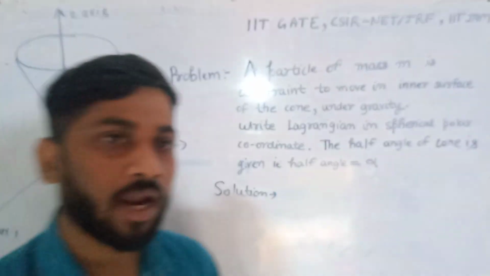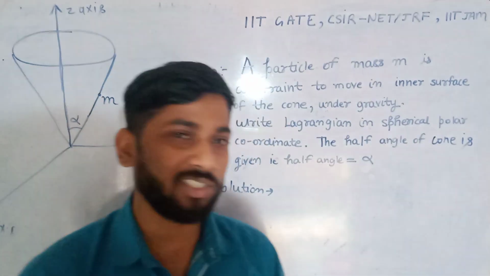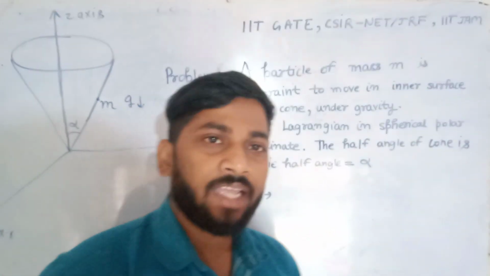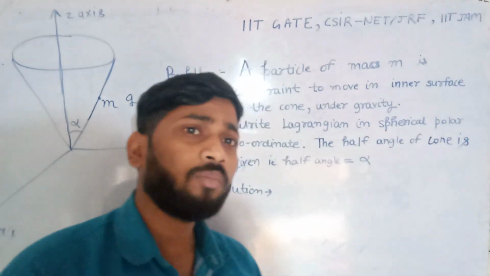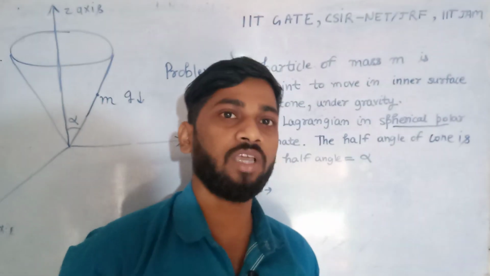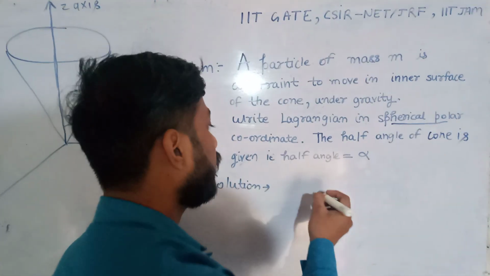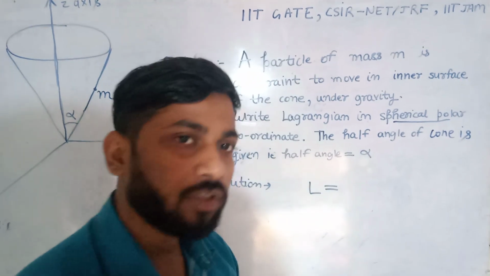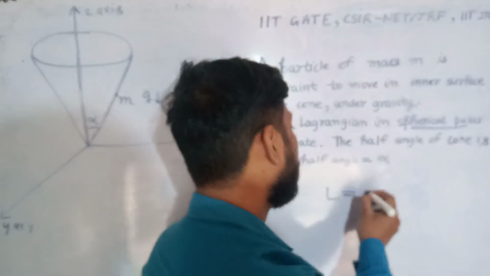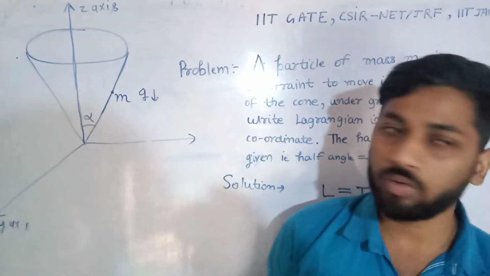First of all, we will write the Lagrangian in a simple coordinate system, and one of the simple coordinate systems is the Cartesian coordinate system. First I will write the Lagrangian in Cartesian coordinates, then I will transform it into the spherical polar coordinate system. In this way we will proceed to find the solution. So what is the Lagrangian here? The Lagrangian of the system is given by the kinetic energy T minus V, where V is the potential energy of this particle.